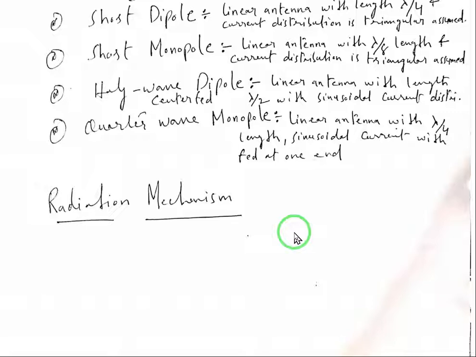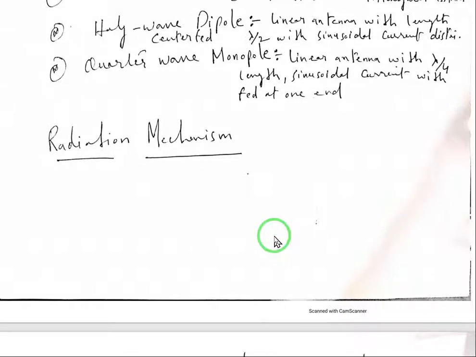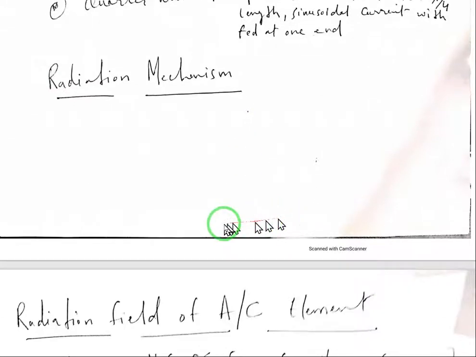So for this radiation mechanism we need a source and a transducer which will convert our source or our current through a transducer to electromagnetic wave, and that transducer is known as antenna. So the whole story of this radiation is basically from a voltage and current.